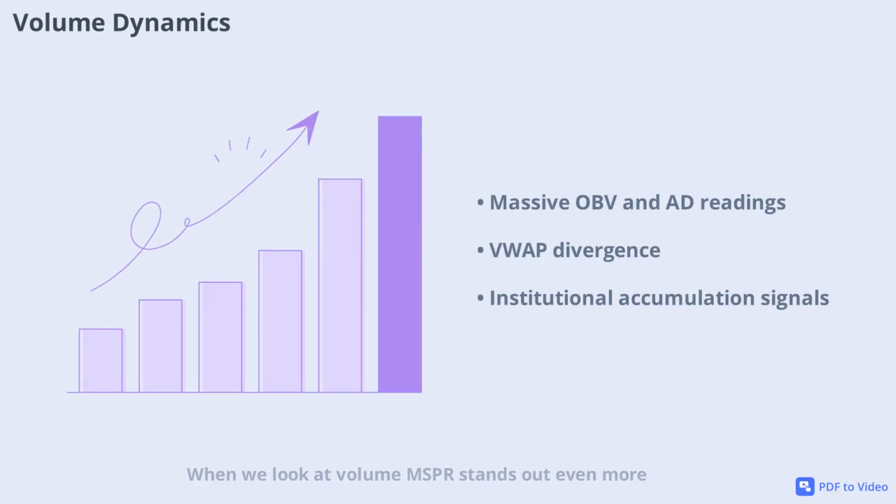When we look at volume, MSPR stands out even more. The on-balance volume, OBV, and accumulation distribution, AD, indicators show massive buying interest, with OBV at over 343 million and AD at 130 million. The ADOSC confirms this strong inflow, and volume acceleration is high at 14.11.